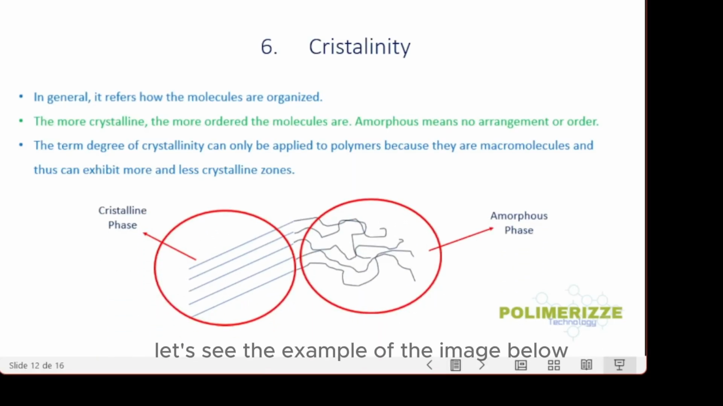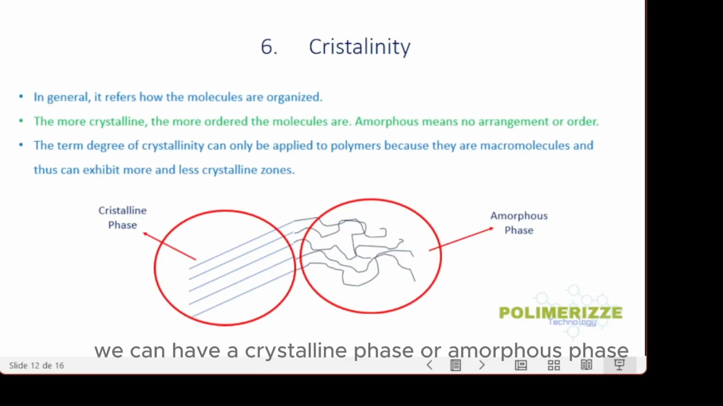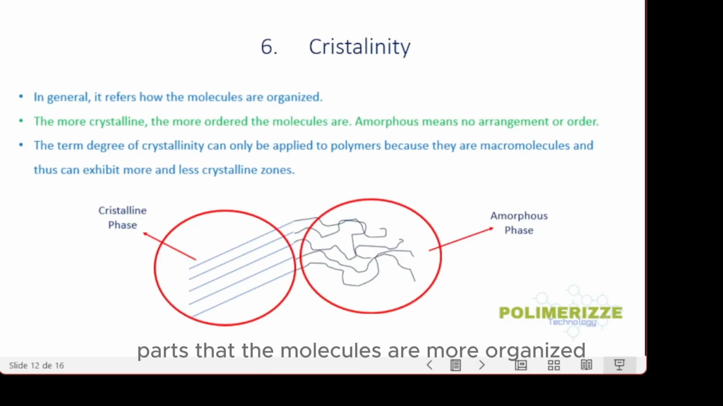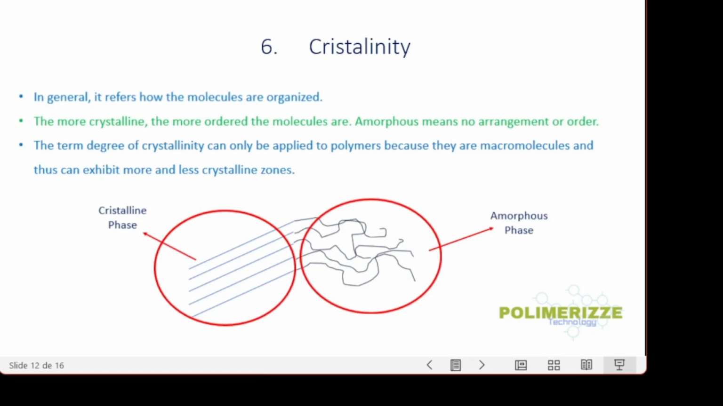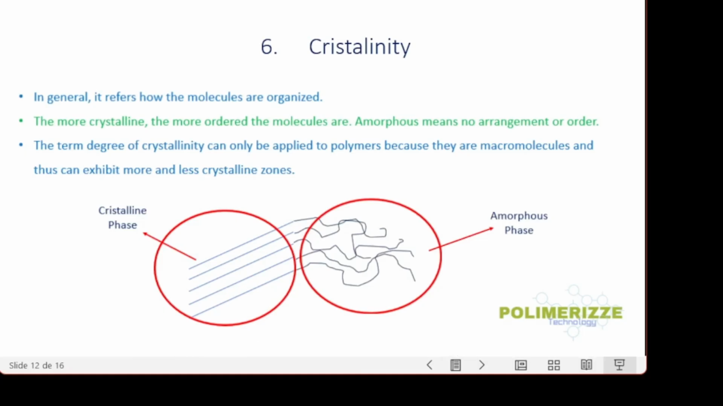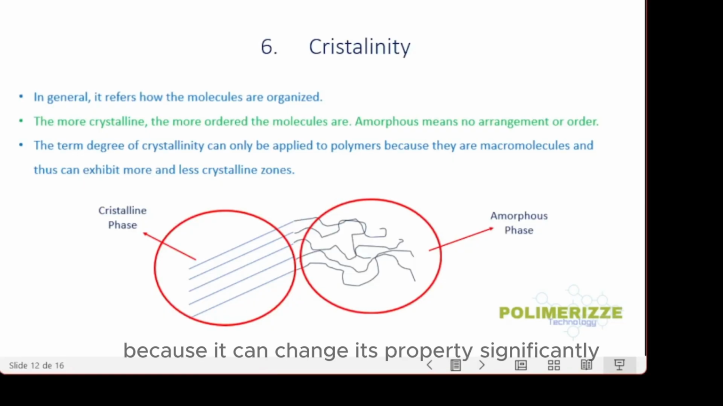Let's see the example of the image below. Let's suppose that it represents a polymer, a macromolecule of a polymer. In the same molecule, we can have a crystalline phase or amorphous phase. The same material can have parts where the molecules are more organized, or parts where the molecules are not so organized. It's important to take in mind the crystalline properties of a material because it can change its properties significantly.